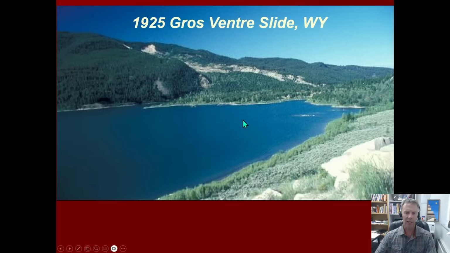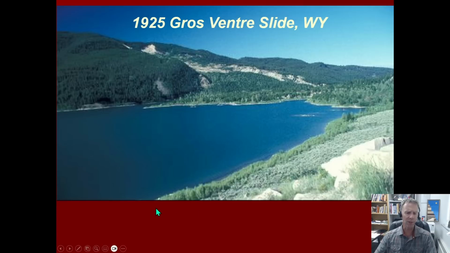And what that looks like today, you can still see the scar on the mountain, even though that's a good 100 years or so old. You can see the difference in the color of the trees. The old growth trees are darker green. These newer trees that have grown on top of the landslide here are lighter green. But there's the lake, there's the big scar up on the hillside.